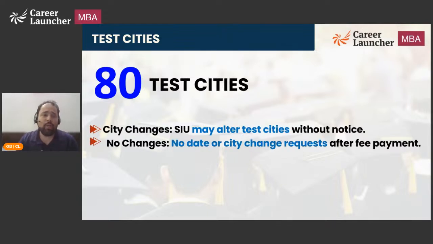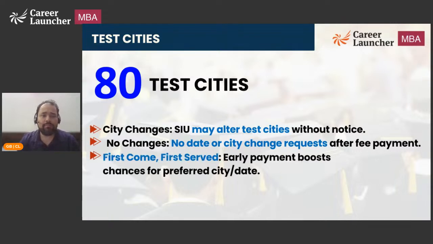Okay, please keep in mind no date or city change requests after fee payment, so be very careful about the date and city requests. Also, when you're filling the form, you'll actually be able to see availability of the slot based on the city that you're choosing. So that's an important and interesting thing. Make use of that. It's first come first served, and early payment boosts chances for a preferred city.